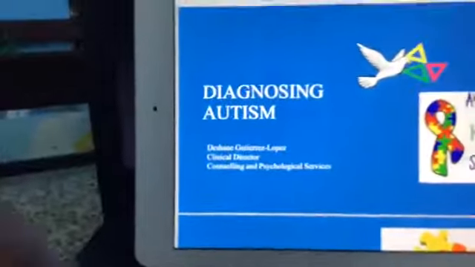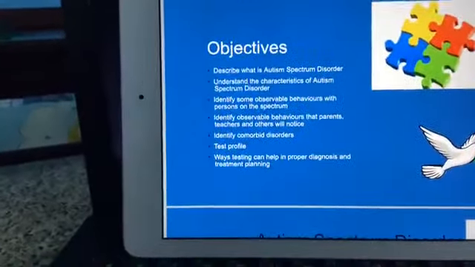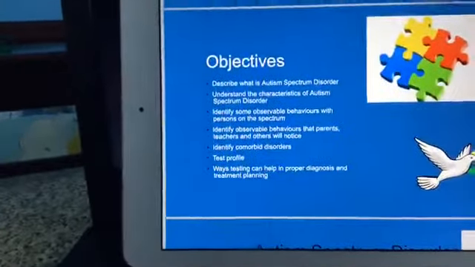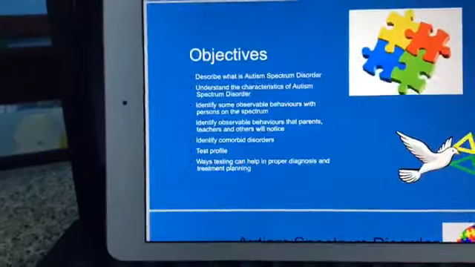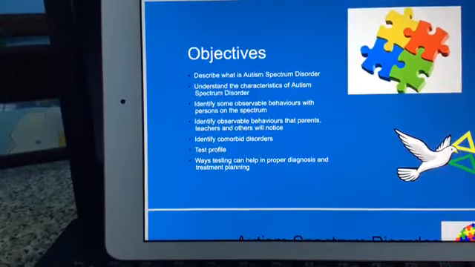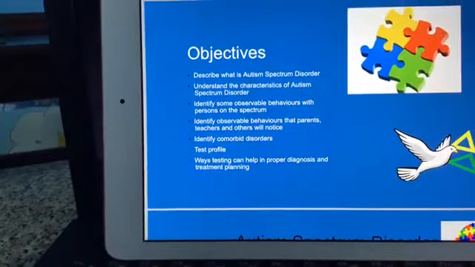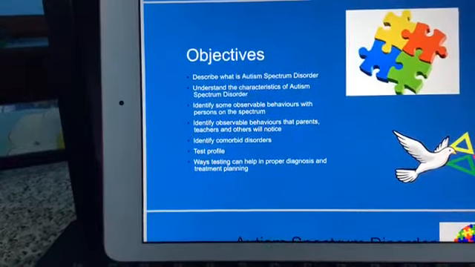So before I talk about how to diagnose autism, I want to explain what autism is. Our objectives for today are to talk about understanding the characteristics of autism disorder, identify some observable behaviors that you'll notice in a person with autism, and talk about some disorders that have similar characteristics of autism.